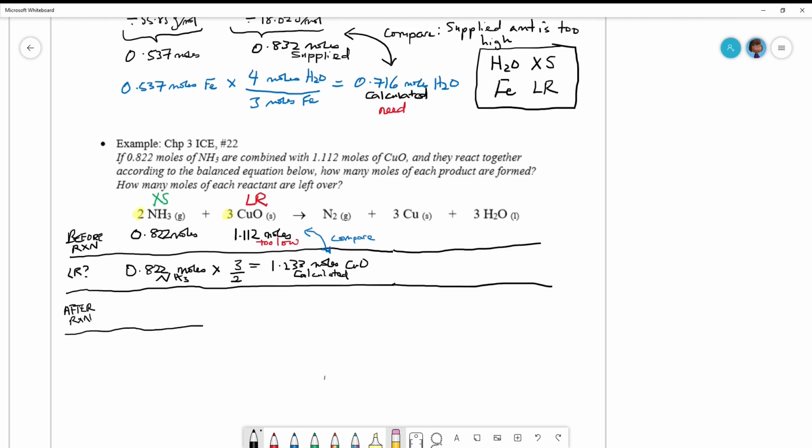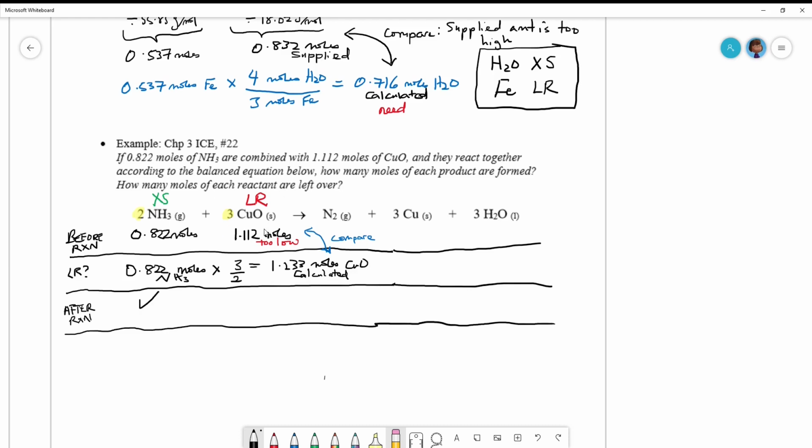Okay, so let's create another little line here. Okay, so let's ask the question, what do we have after reaction, before we get to the question, how much? So let's start with ammonia. Will there be any ammonia present after reaction? Well, ammonia is the excess reactant. So does it get all used up? No, which means that there's going to be some present after reaction. So I'm going to put a little check mark right here. We're going to have ammonia present after reaction.